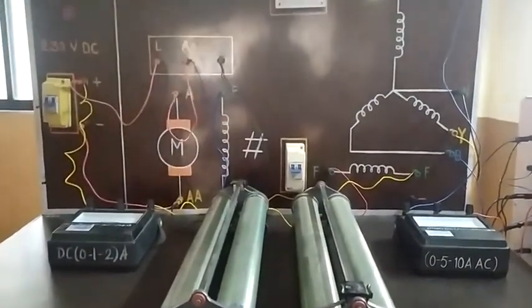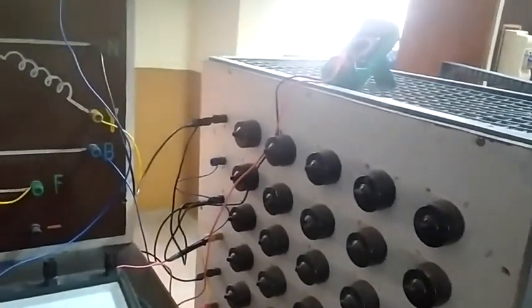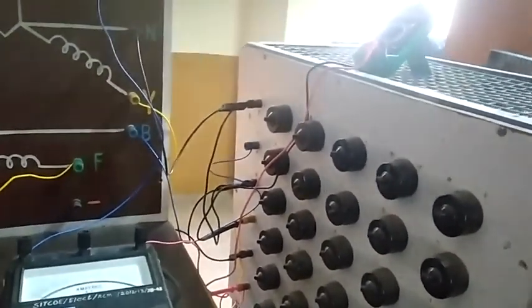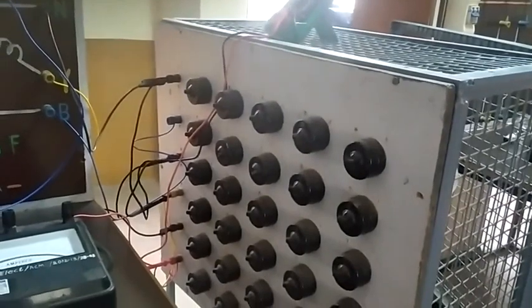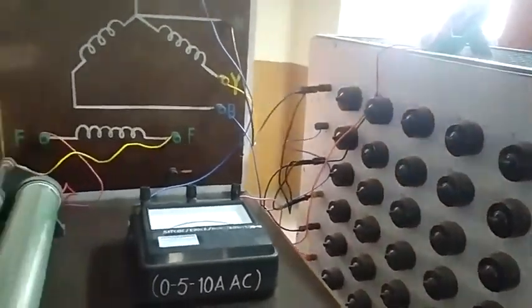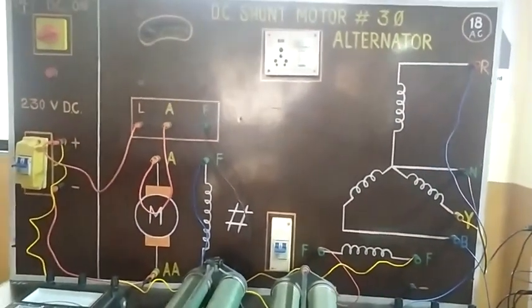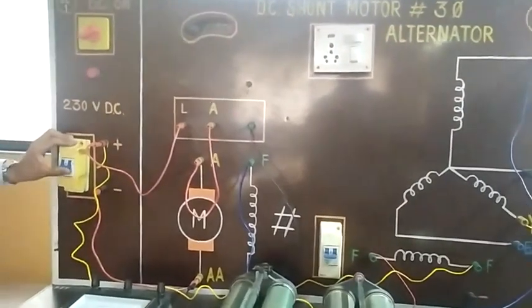And this part is nothing but a load bank, which is connected, called a balanced load. For this practical, we are taking the load for different power factors. That means we are using a resistive load, second we are using an inductive load, and third a capacitive load. So we will start firstly with the resistive load. Okay, so I am starting the experiment.